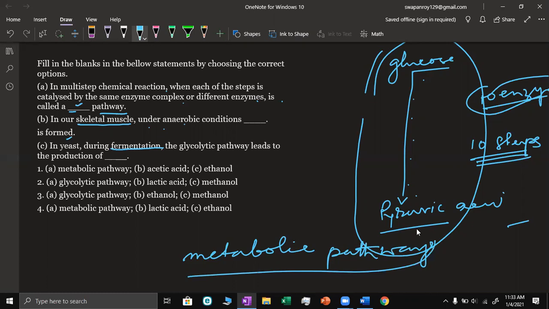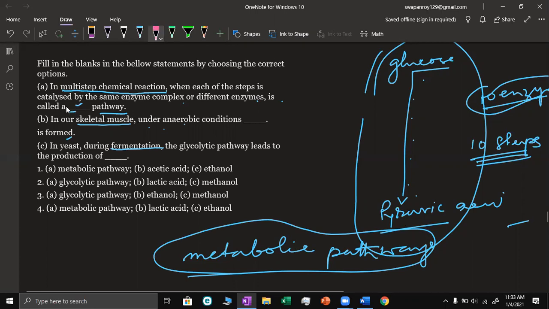What we call the chain of reaction is metabolic. So a multi-step chemical reaction, and each one is catalyzed by a distinct enzyme. So this is called a metabolic pathway. Here it will be metabolic pathway.